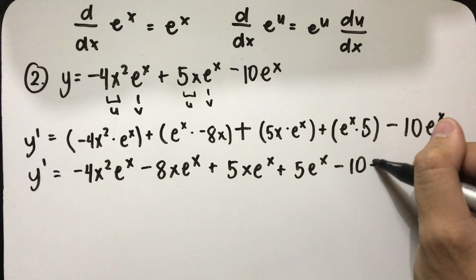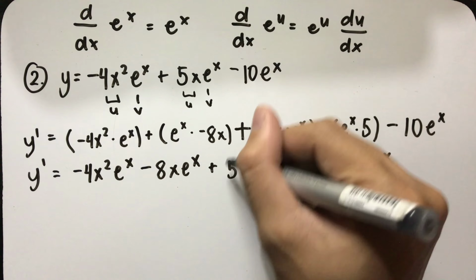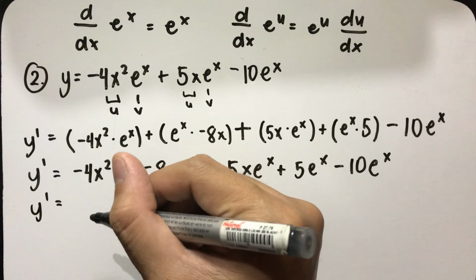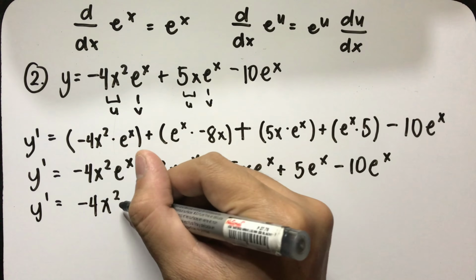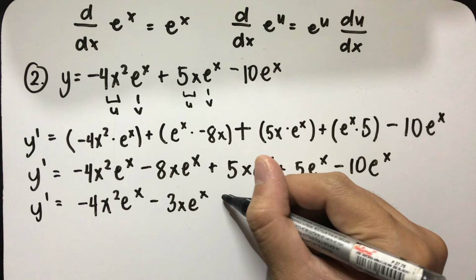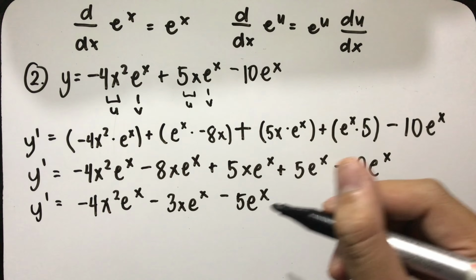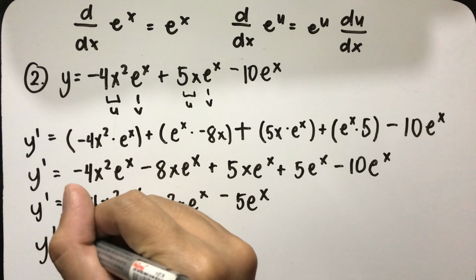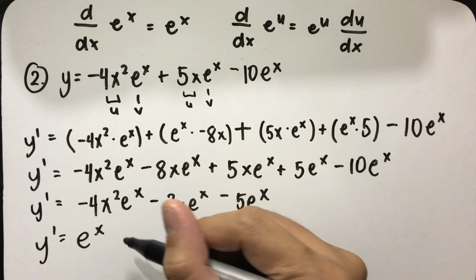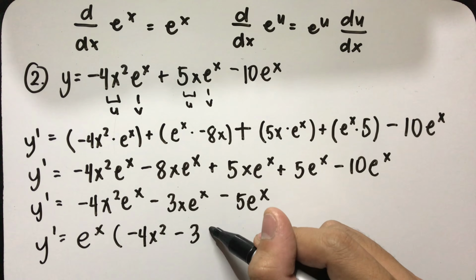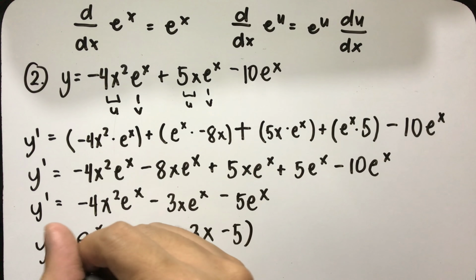And by combining similar terms, y prime is equal to negative 4x squared e raised to x minus 3x e raised to x minus 5e raised to x. We then factor out e raised to x on each term, and our final answer will be y prime is equal to e raised to x times the quantity negative 4x squared minus 3x minus 5. And that's it. And lastly, the logarithmic functions.